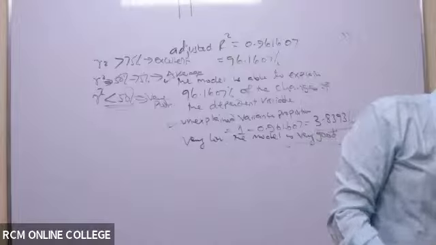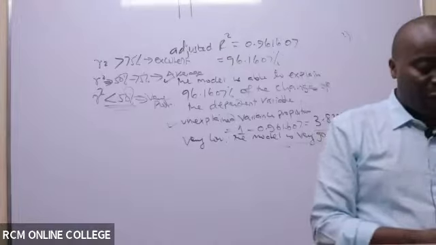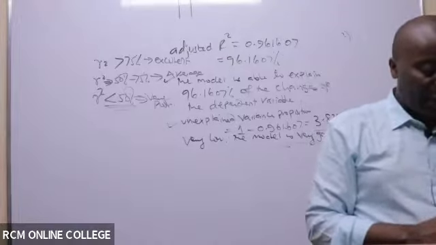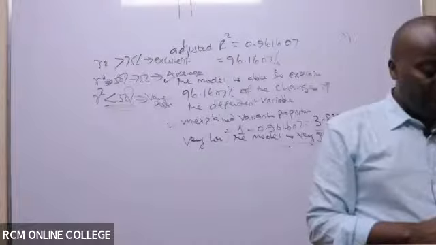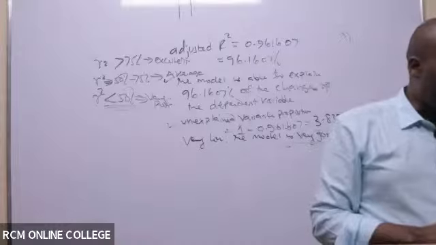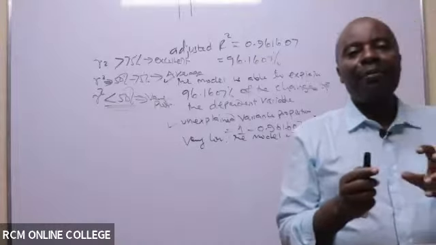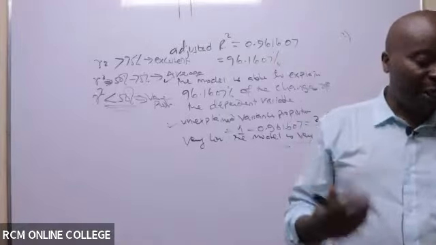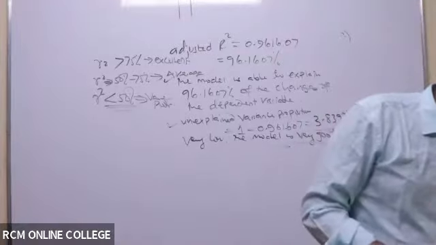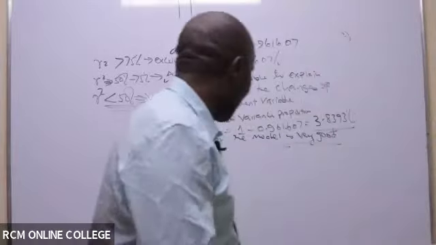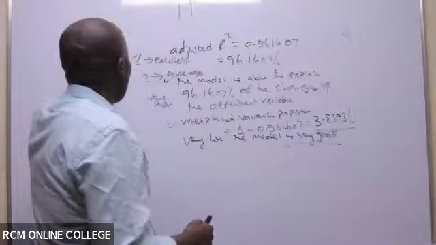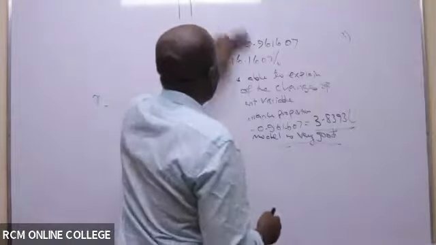Now, if you allow me, I will go straight to the last question here, which asks you to explain if the independent variable is economically plausible as a predictor variable. So remember, plausibility means what here? Making sense. Does it make sense?